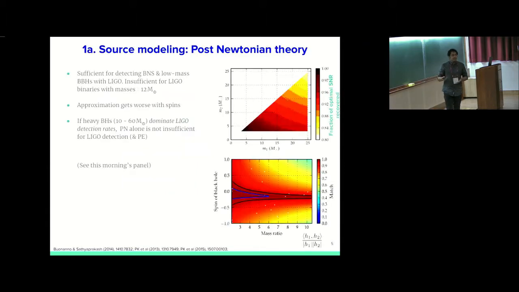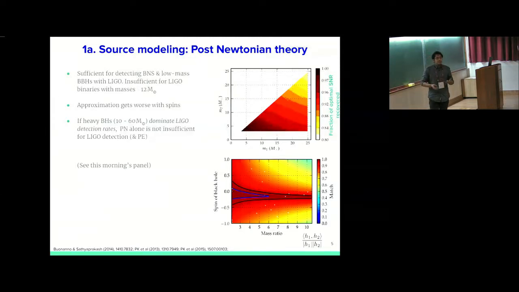We already heard a lot about it this morning, so I'm not going to go into much detail. Suffice it to say that from a data analysis or astrophysical inference point of view, post-Newtonian results alone are sufficient to derive astrophysical information for very low mass systems, which spend a long time inspiraling within the band of gravitational wave detectors, such as mostly double neutron star systems.